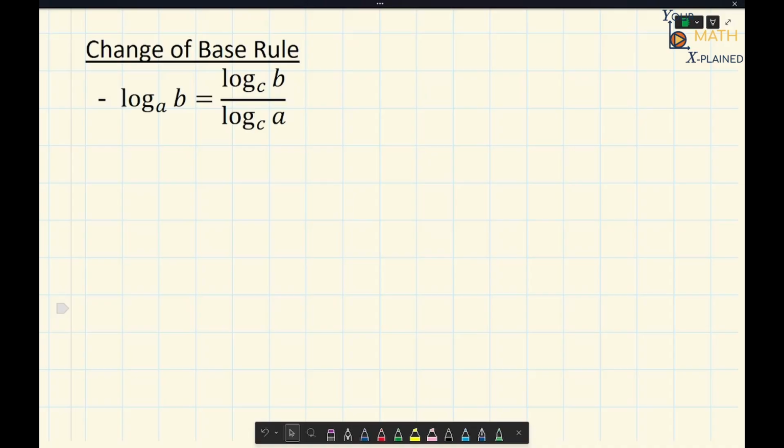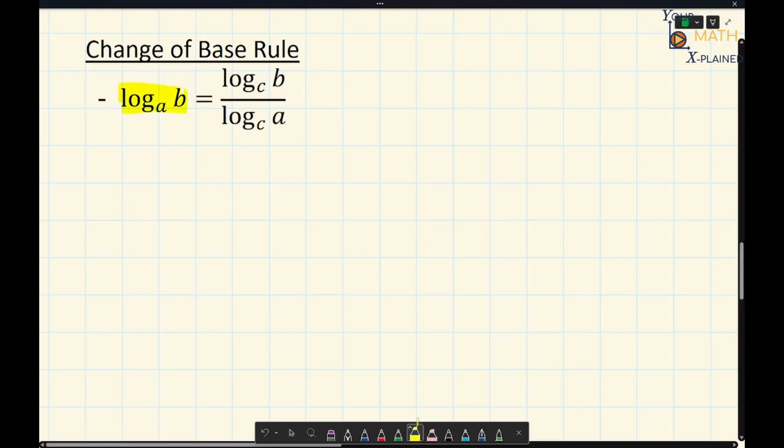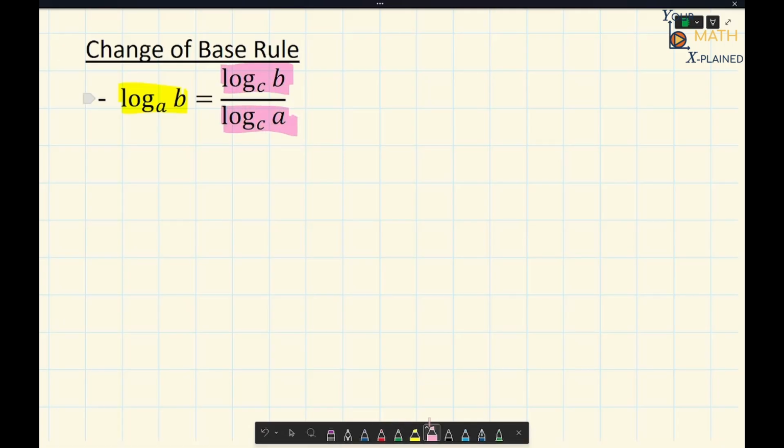Now the last rule we're going to cover in this video is the change of base rule. The change of base tells us that if we have log base a of b, we can actually rewrite that as log base c of b divided by log base c of a. And this c here can be any number of your choosing. So essentially, what this rule says is that we can use the change of base rule to pick our own bases because it always computes to the same value.